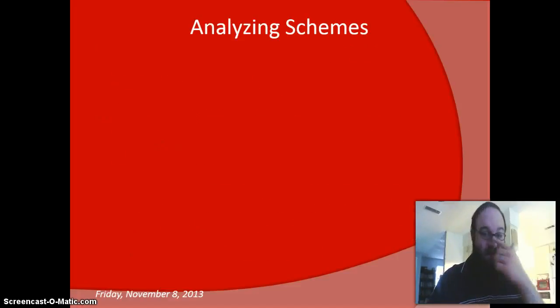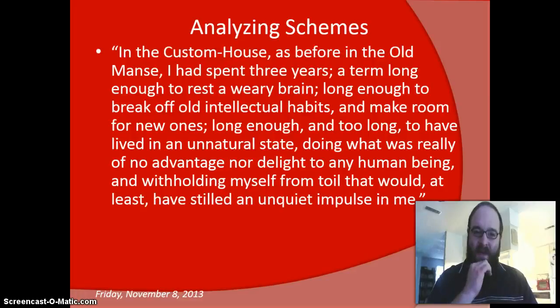Let's try an example of a scheme that I found. This one's toward the end of the Custom House. I didn't have to look very far. I just flipped to the end. And here's a syntactic scheme we can look at.